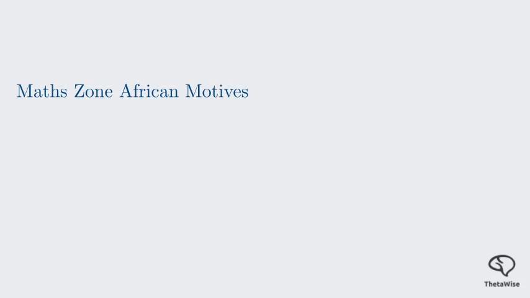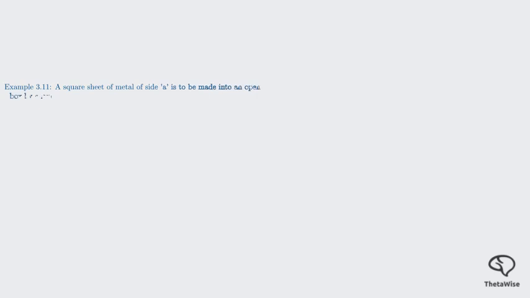By the end of this scene, you will be able to maximize the volume of an open-top box made from a square sheet of metal. In example 311, we have a square sheet of metal with side length A. We need to cut identical squares from each corner and fold up the sides to form an open-top box. The question asks for the side length of the squares we should cut out to make the box with the largest possible volume. Let's visualize this process with a diagram.